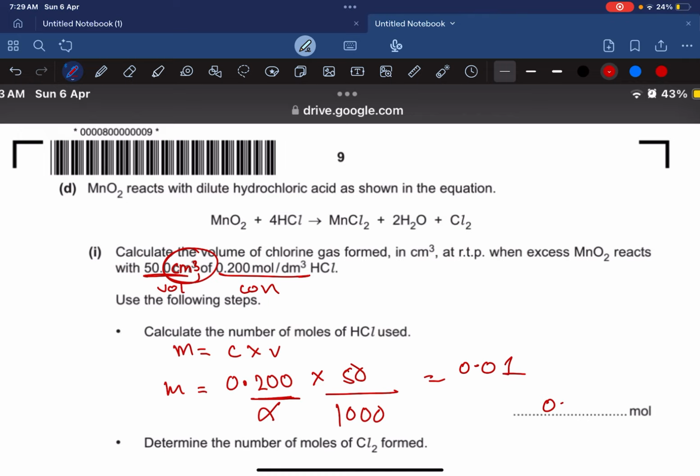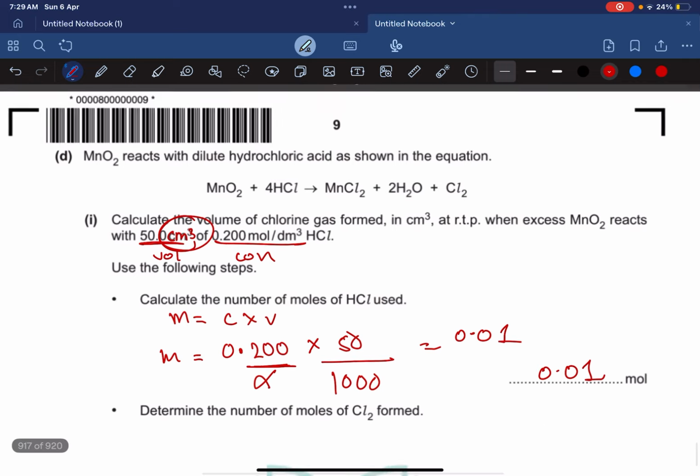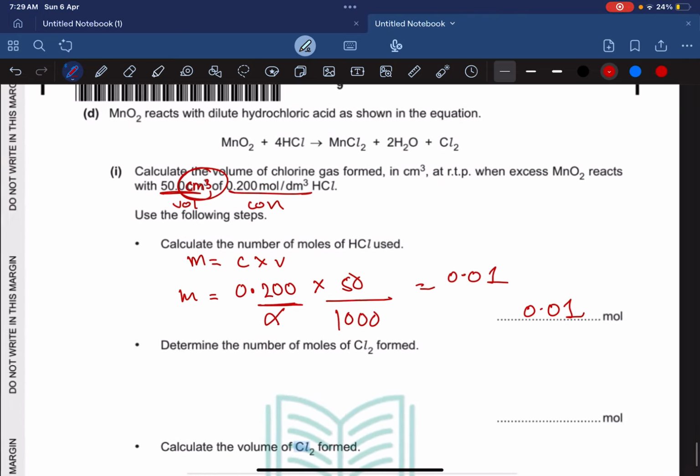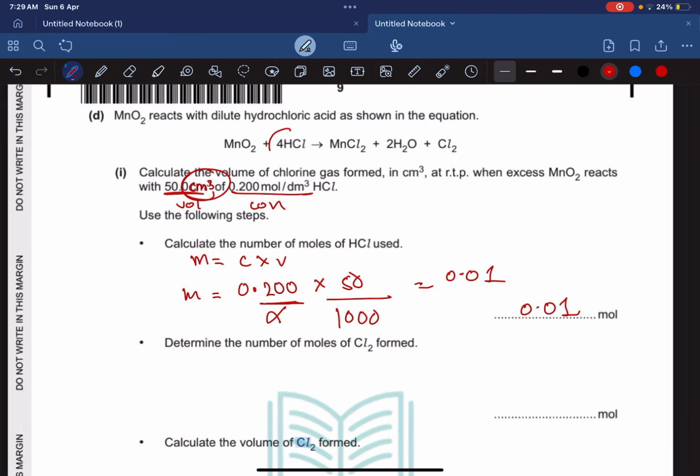Okay, 0.01 moles. Determine the number of moles of Cl2 formed. Basically, look here, the ratio of HCl to Cl2: 4 moles of HCl are forming 1 mole of Cl2. So HCl to Cl2 is 4:1. These are the moles of HCl.